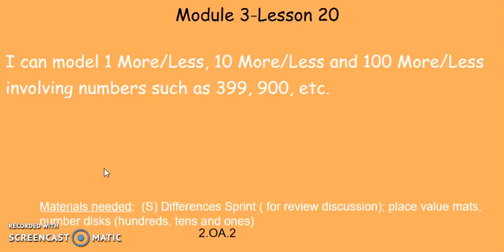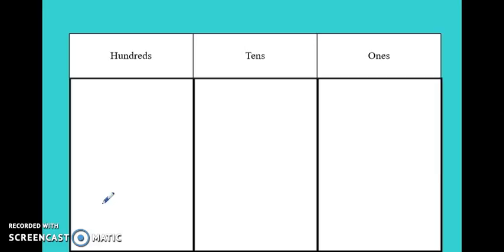Today we're going to do Module 3, Lesson 20, and our objective is I can model 1 more or 1 less, 10 more or 10 less, and 100 more or 100 less involving numbers such as 399, 900, and so on. So let's start by drawing the number 50.